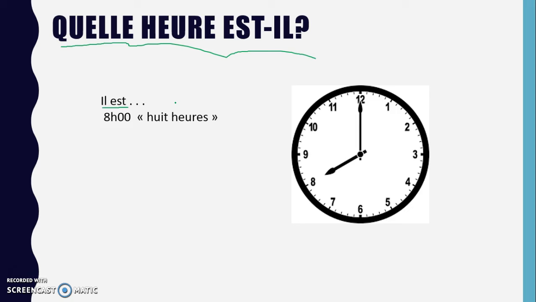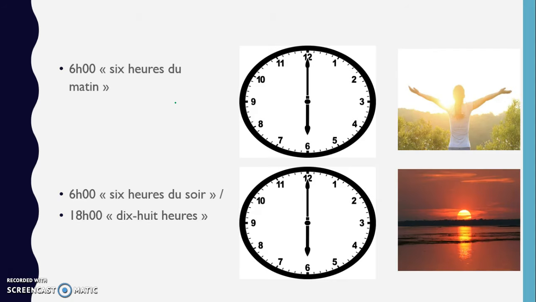If it were 7 o'clock, we would say il est 7 heures. If it were 6 o'clock, 6 heures. 5 o'clock, 5 heures. Right? So on and so forth. So here in this example, we see it is 6 o'clock. So we say 6 heures.